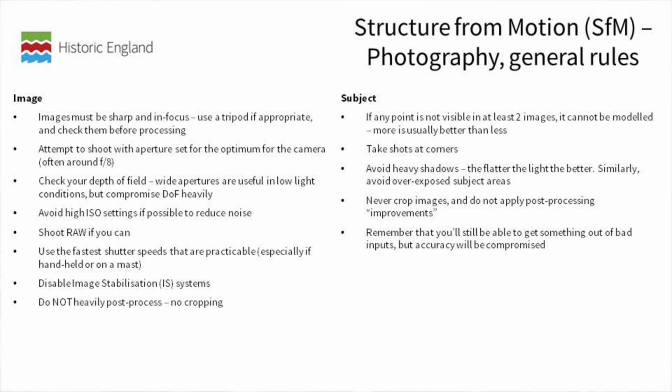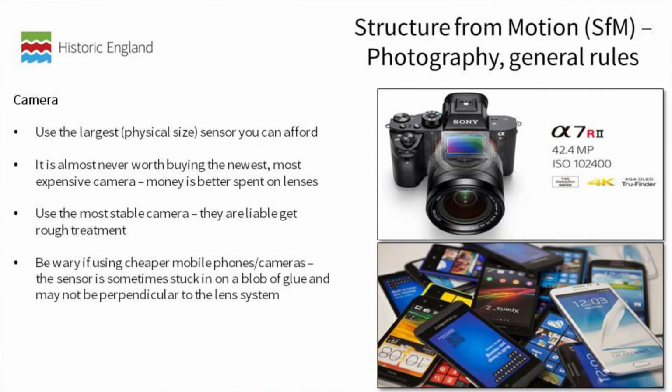Photographing in flat light is the best bet. If you want shadows, you can introduce them digitally at a later stage. Again, don't crop the images. Don't do things like sharpening as well. And as was said earlier, you'll get something out of bad photos, but the accuracy will be compromised.